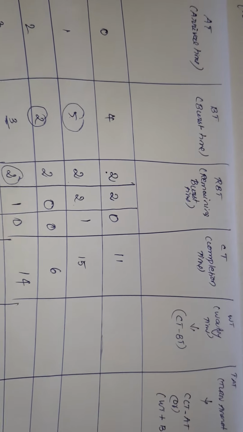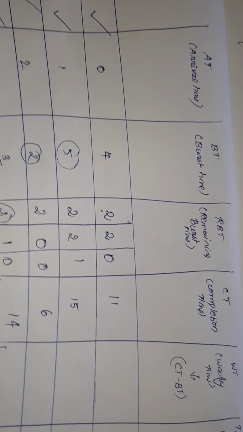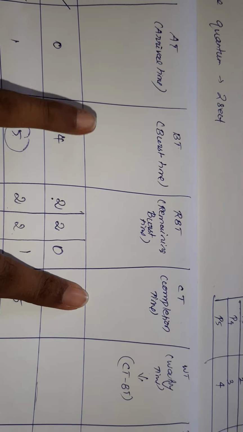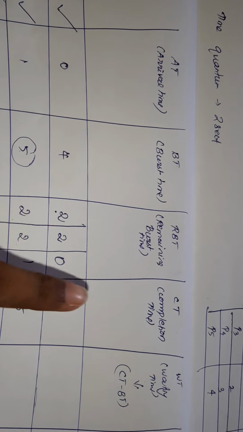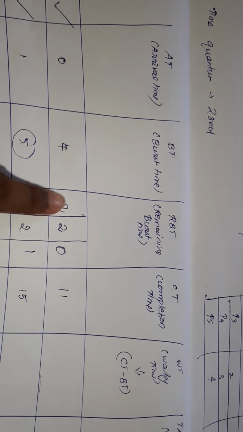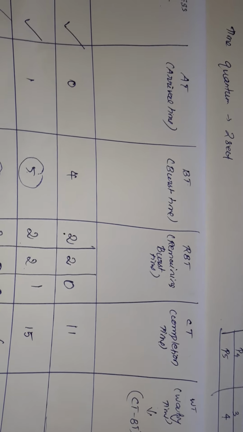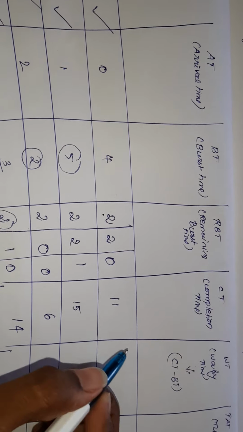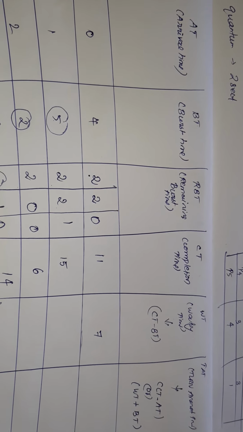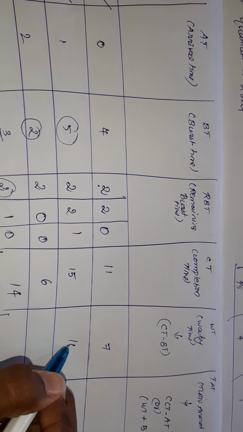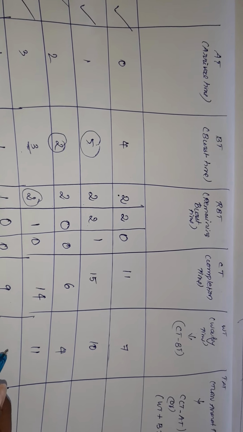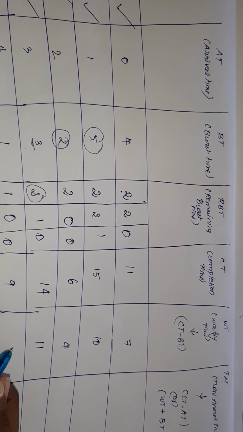Next, waiting time: how much time it waited. What we are going to do is subtract the burst time from the completion time. It needs only 4, but it takes 11 seconds to complete, right? So we subtract it and we get the waiting time. 11 minus 4, so here we get 7. Next, 15 minus 5, it waited 10 seconds. 6 minus 2, 4 seconds. 14 minus 3, 11 seconds. 9 minus 1, 8 seconds.